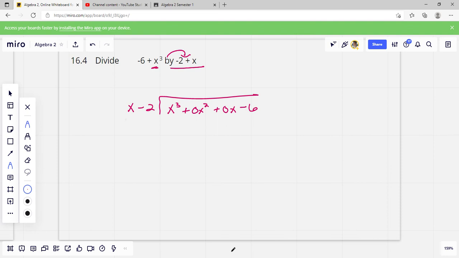All right, so first thing I have to do is, what do I have to multiply x times to get x to the third? I need x squared, so I'm going to put it right there. And you notice how the squared is always over top of the squared.